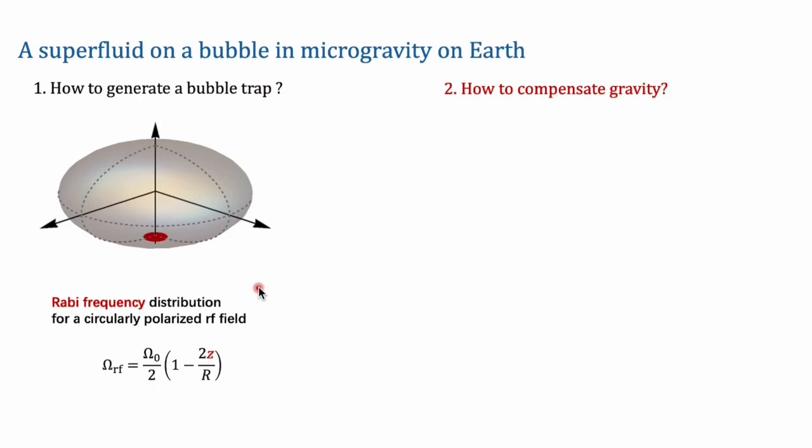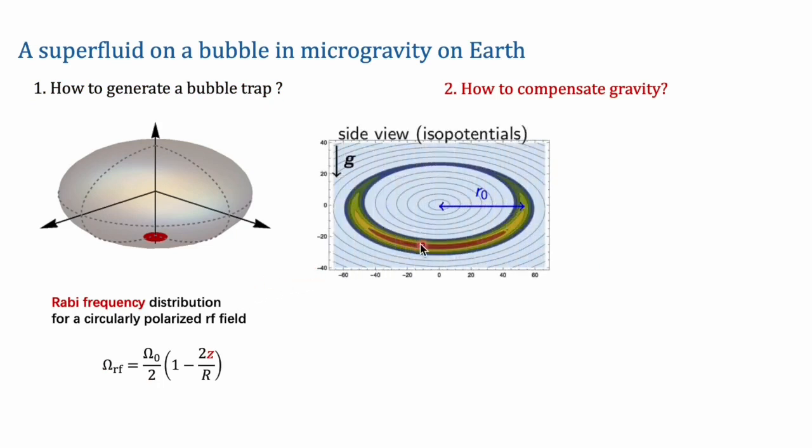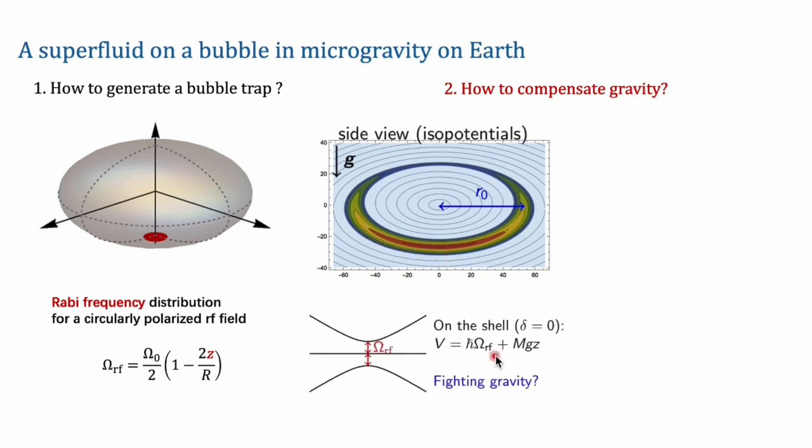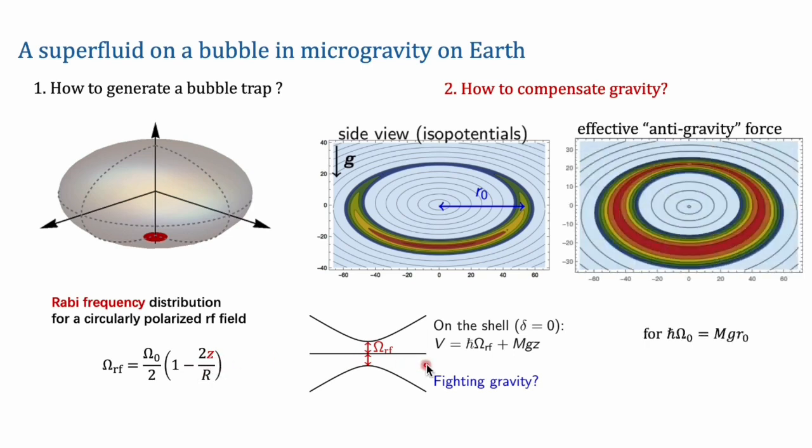Then, how to compensate gravity? This is a side view of the isopotentials. The effective potential on the bubble surface is the sum of two terms, gravity and RF coupling amplitude. For a circularly polarized RF field, the RF coupling amplitude on the surface is opposite to the gravitational gradient. This results in an effective anti-gravity force. By increasing the magnetic gradient, we can increase its magnitude to compensate gravity.